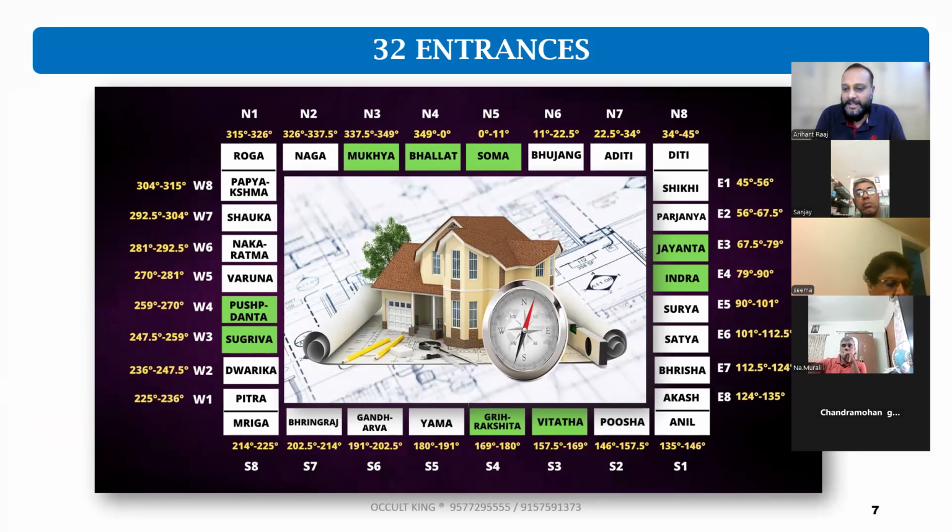Diti, Shiki, Prajanya, Jayanta, Indra, Surya, Satya, Brisha, Akasha, Anila, Pusha, Vitata, Grihakasta, Yama, Gandharva, Bringraj, Mriga, Pitra, Dwarika, Sugriva, Pushpadanta, Varuna, Sosha, Shosha, Roga, Papakshama, Roga, Naga, Mukhya, Ballat, Soma, Bhujang, Aditi, Diti, Shiki.